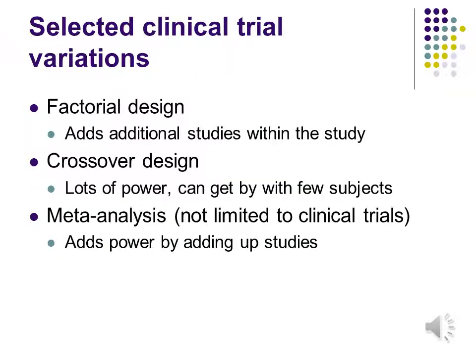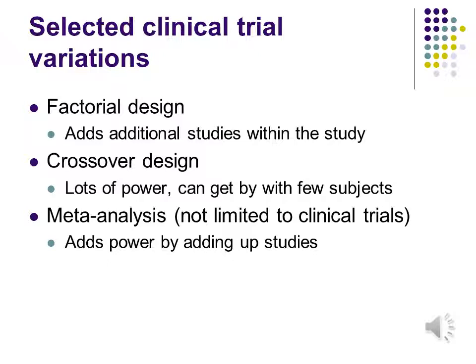I want to touch briefly on some variations in clinical trial designs. There's a factorial design that basically adds additional studies within the study. So once the subjects are randomized to group A or B, and I'll show you this in more of a diagrammatic way, then they are again randomized into additional subgroups in order to do additional analyses. So it basically is adding other studies within the study.